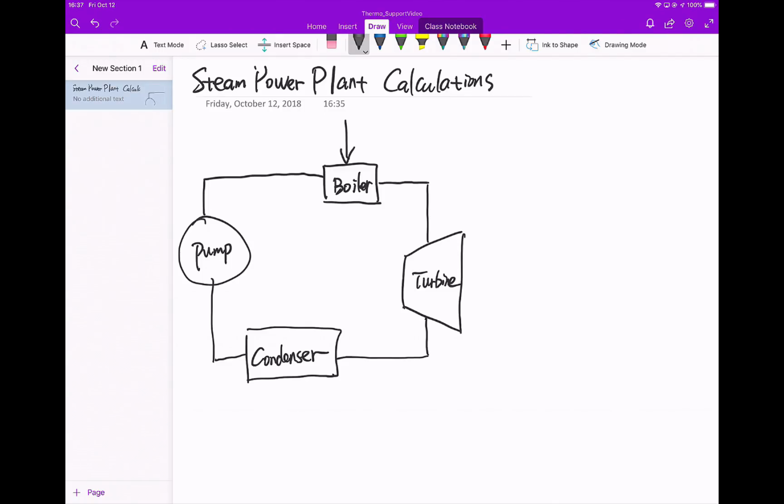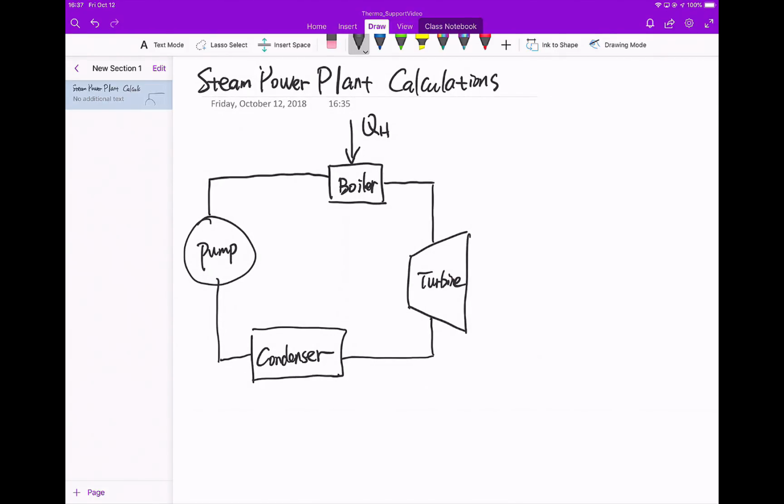The boiler, I'm going to have this heat input from a hot reservoir. The condenser will discharge some heat to the cold. Turbine will output the useful shaft work. Pump would need some shaft work to compress the fluid. So this would be the flow. So this is the so-called steam power plant.